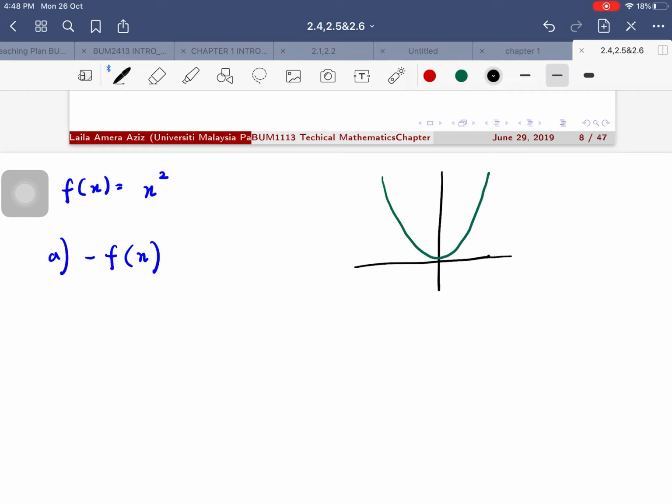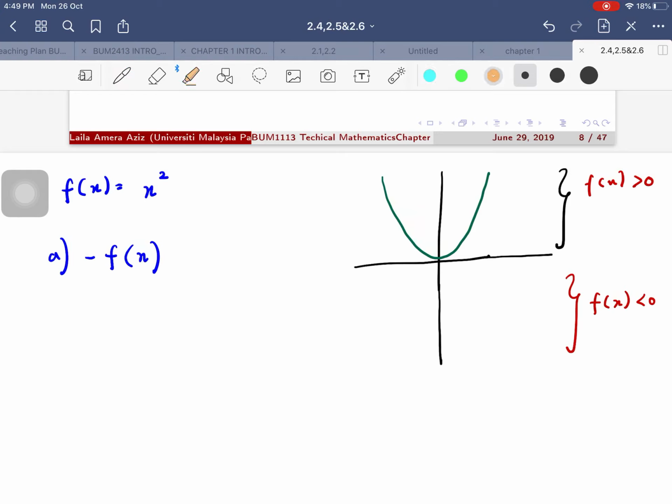We know that f of x equals x squared, so it's going to look like this. So this is actually a graph of f of x equals x squared. Okay, and we know that if you negate a function, the function is going to be negative. So here it's going to be up here. This is where all the f of x is greater than 0, or y greater than 0. But when you negate the function, it's going to be down here. So this is where f of x is less than 0.